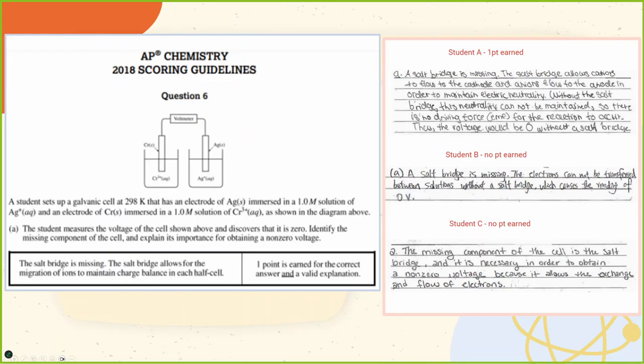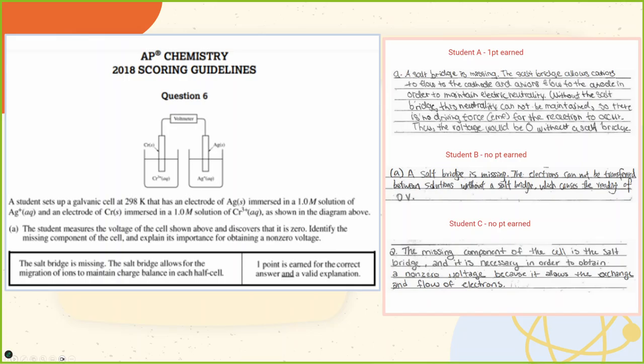All right, so this, and you can go through this, but the salt bridge is missing. A salt bridge allows cations to flow to the cathode and anions to flow to the anode to maintain electrical neutrality. They have these on AB Classroom as well, where they show you student responses and say this one earned a point, this one didn't earn a point.